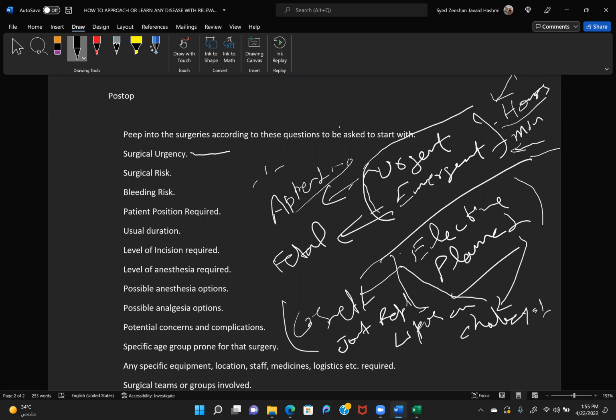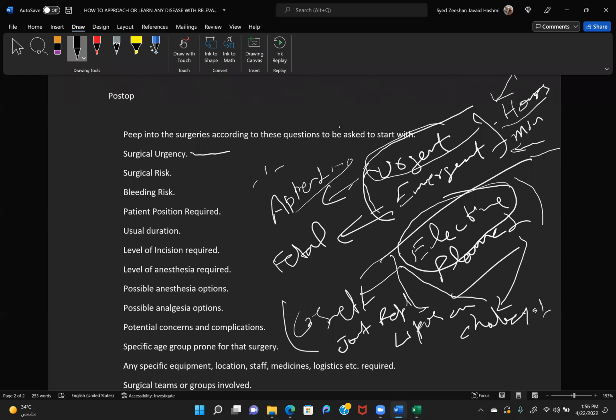Sorry. Actually, surgical urgency is not decided by you. Surgical urgency is decided by the surgeon. The surgeon will label it as elective or planned or whatever. No orthopedic surgery is elective. Remember one thing: orthopedic surgery is always urgent, because if you don't fix the fracture, there will be chances of embolism, too much pain, and a stress response. The patient will be in big trouble, so you cannot delay it.